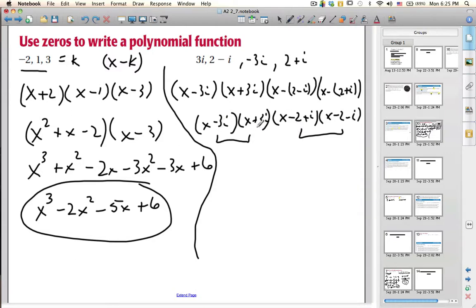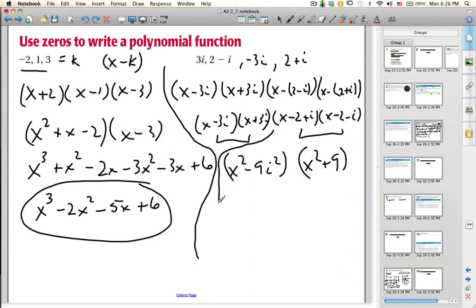When I multiply these two together, I'm going to get x squared minus 9i squared. I know that because that's the way conjugates multiply together: this squared minus that squared. Let me simplify this, because remember, i squared is negative 1. So this is minus 9 times negative 1, minus negative 9. I'm going to get x squared plus 9. Okay, that's great.